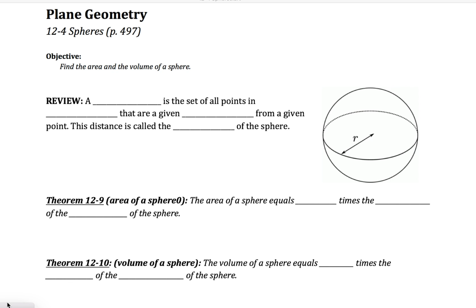Okay, hello again everyone. For this video we're going to be taking a look at spheres and find out how we can calculate the area and the volume of a sphere. So first of all, to review, now we know what a sphere looks like. It basically looks like a globe or a ball or something like that, right?